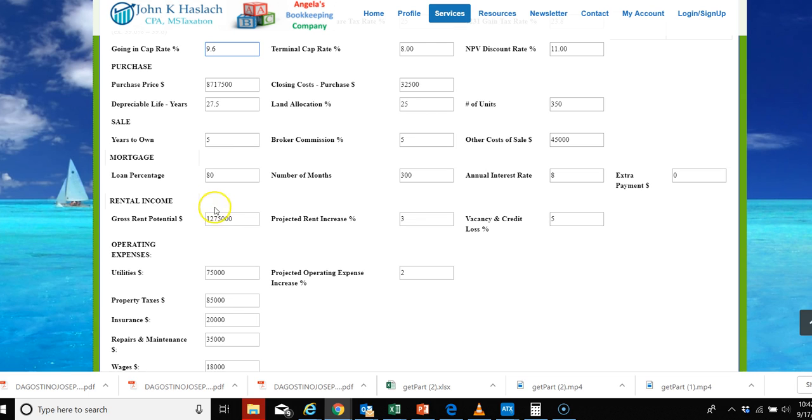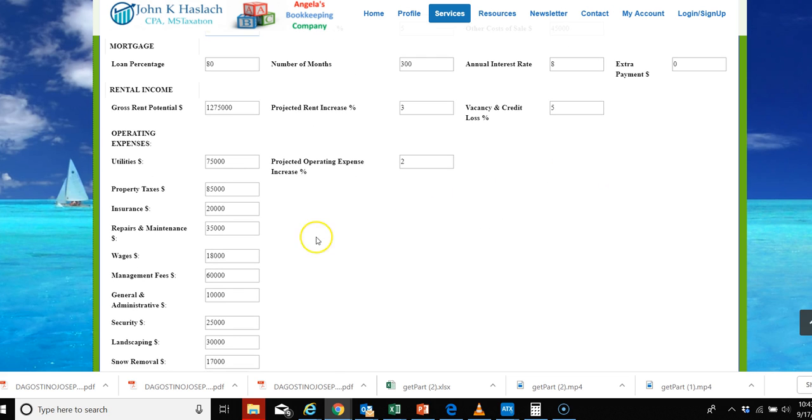Now, we're planning on owning this property for 5 years. The broker's commission will be about 5%. Other closing costs, $45,000. We're going to get a loan percentage of 80%, and the loan's going to be for 300 months, the interest rate 8%.